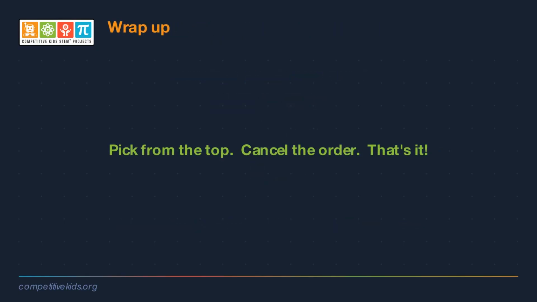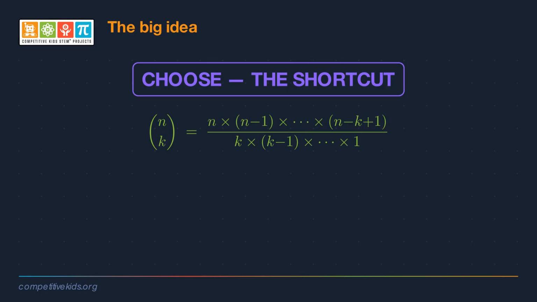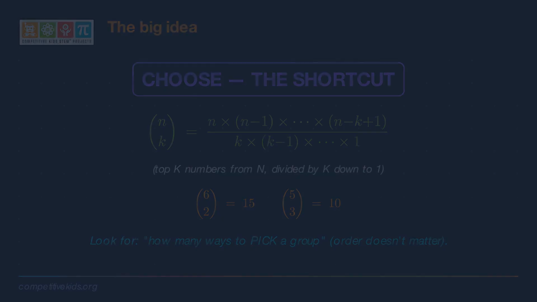Same pattern every time. Pick from the top, then cancel the order. That is all the shortcut does. This is the choose formula. n choose k equals n times the next lower number for k numbers in a row, divided by k times k minus 1 times all the way down to 1. Look for the words how many ways to pick a group when order does not matter. That is when this rule applies.